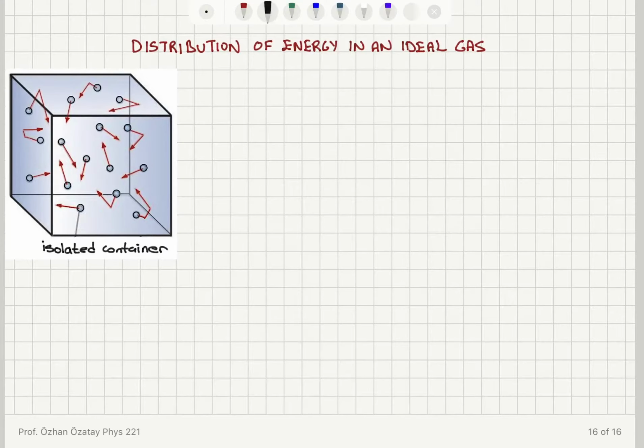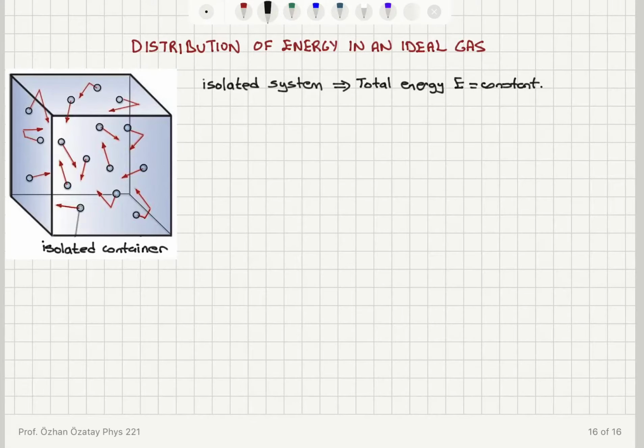So first thing I want to note here, it's an isolated system. So that is going to imply total energy E is a constant because there is no energy exchange mechanism with the environment. It's totally a closed system. Now I want to know what is the contribution to the total energy from these molecules.